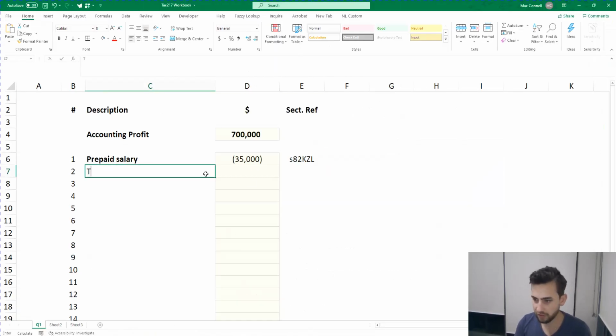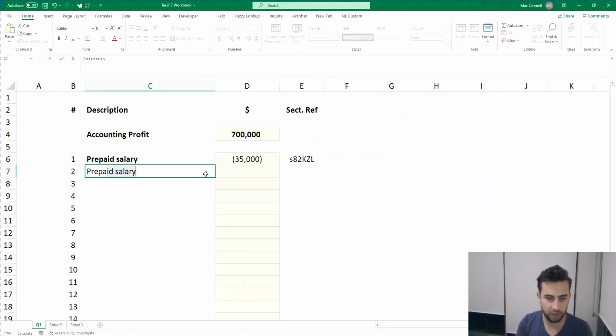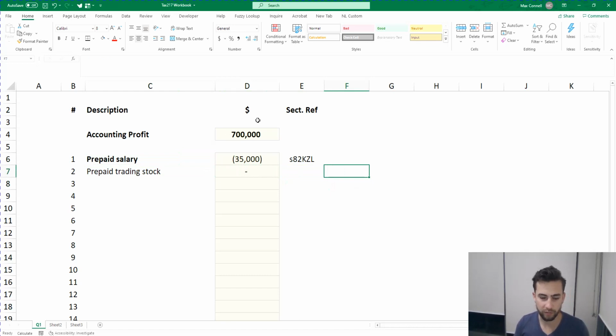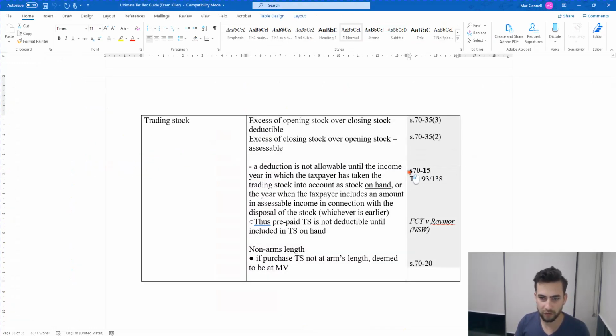So the answer to this one is going to be prepaid trading stock in this current year is going to be 0, okay, because they're not going to be allowed to get the deduction until it becomes on hand, which isn't until next year. And the section reference for that we can use is just this one over here, section 70-15.